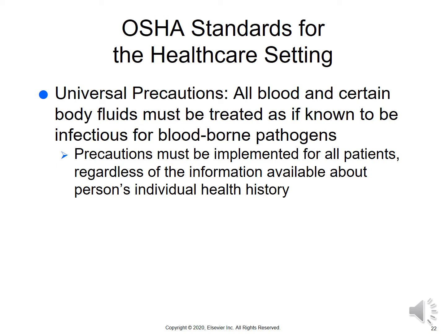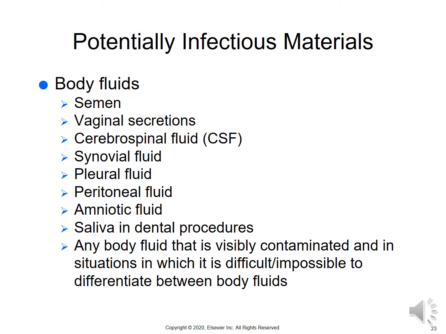Body fluids, any unfixed tissues, or any pathogenic microorganism. And you can see just about any type of body fluid can be potentially infectious and lead to transmission of what we call bloodborne pathogens, but it doesn't necessarily have to be blood itself. Any body fluid that's visibly contaminated, or a situation in which it's difficult or impossible to differentiate between body fluids.